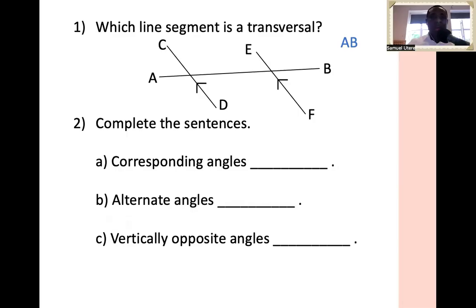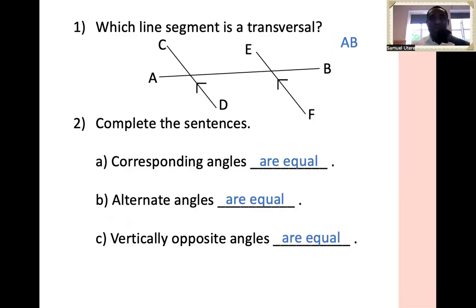Next, you were asked to complete these sentences. This is to help you recall the geometric facts that you have learned so far. So corresponding angles are equal, alternate angles are equal, vertically opposite angles are equal.